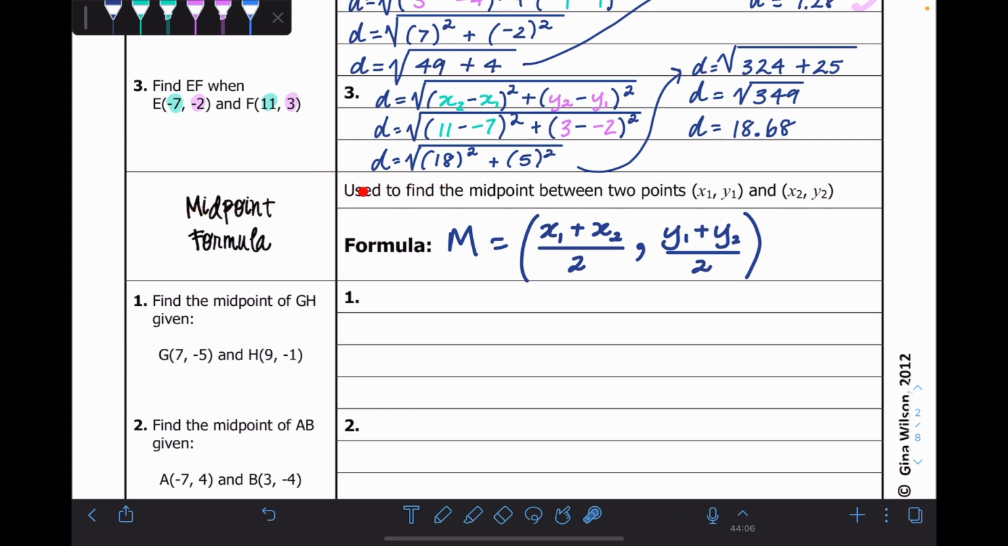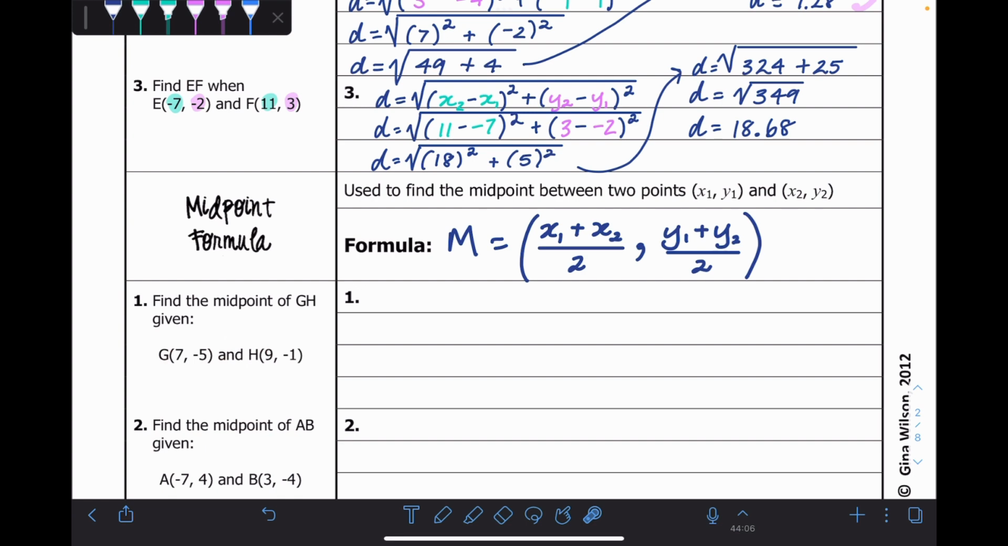it's not a question, sorry. It explains it here. The midpoint formula is used to find the midpoint between 2 points, x1, y1, and x2, y2. So any 2 points that you have in the entire world, you can use this formula here. And it's way easier. So let's do this first example here.